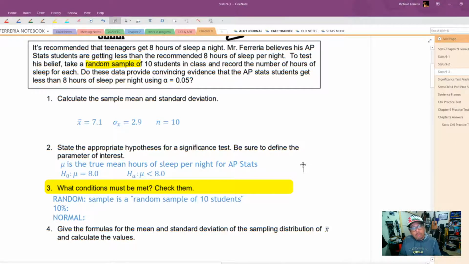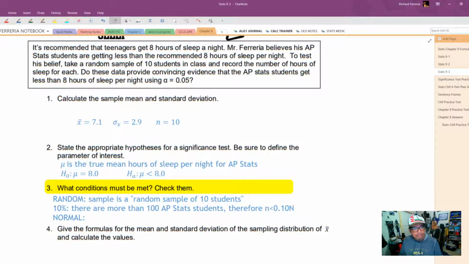Again, I like to quote a part of the problem so that these results don't seem to come out of nowhere. For 10%, our sample size is 10, and if we multiply that by 10, we get 100. So as long as there are more than 100 AP Stats students, then this is a valid 10% condition, or we have satisfied the 10% condition. So since there are more than 100 AP Stats students, n is less than 0.1 times N.